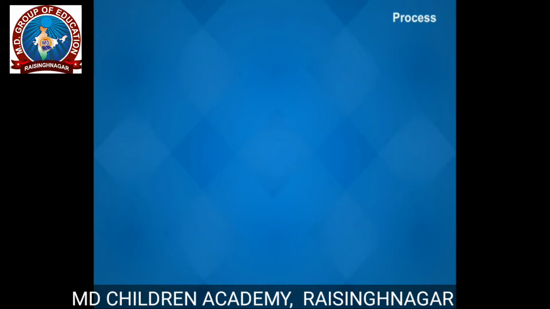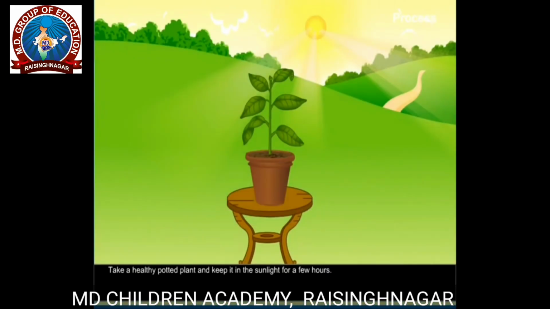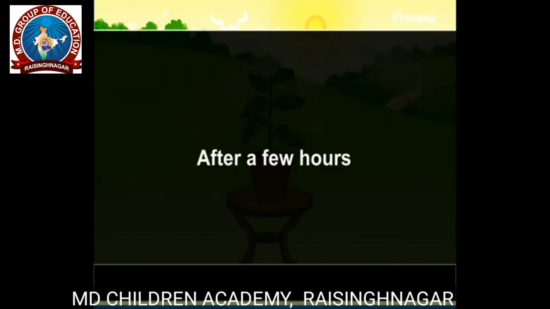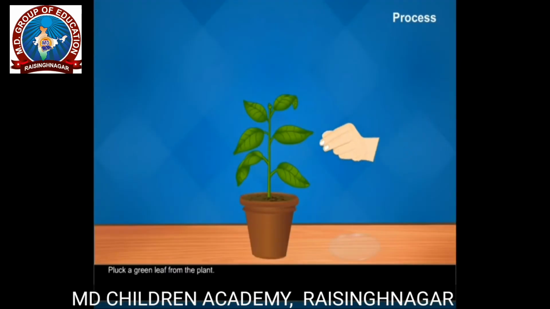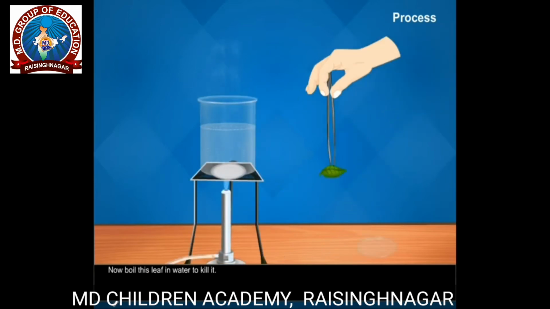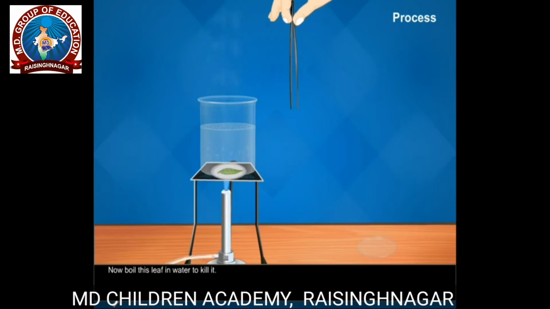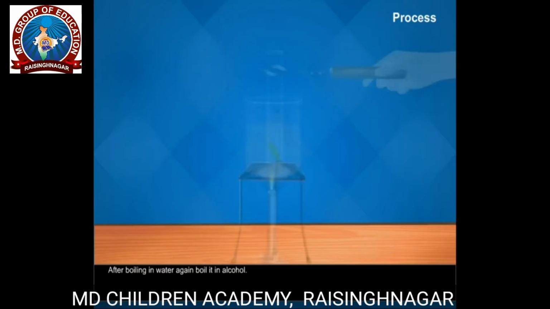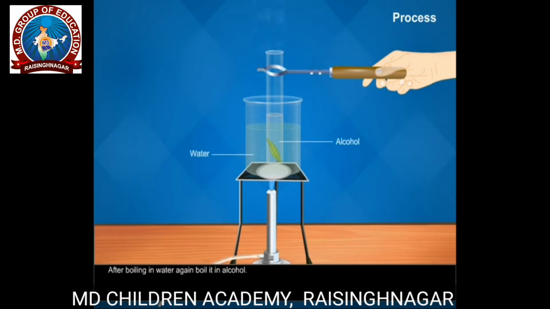Process: take a healthy potted plant and keep it in the sunlight for a few hours. After a few hours, pluck a green leaf from the plant. Now boil this leaf in water to kill it. After boiling in water, again boil it in alcohol. The purpose of boiling the leaf in alcohol is that it dissolves the greenish part, that is, chlorophyll.